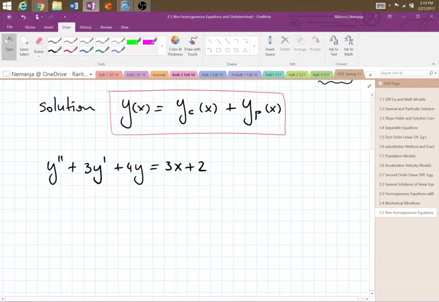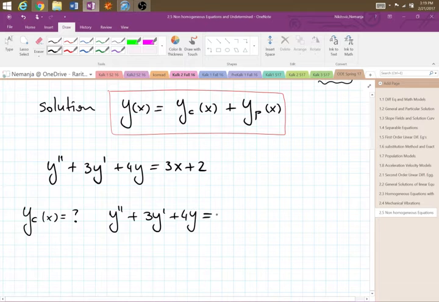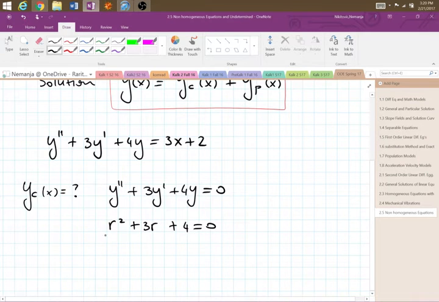So now we have to work on two problems. First, let's deal with the complementary solution. What is the complementary solution? Well, for that, we just solve the homogeneous case. So we are ignoring the right-hand side. We'll set that equal to 0. We know immediately that we are supposed to write the characteristic equation and get values for r from the characteristic equation.